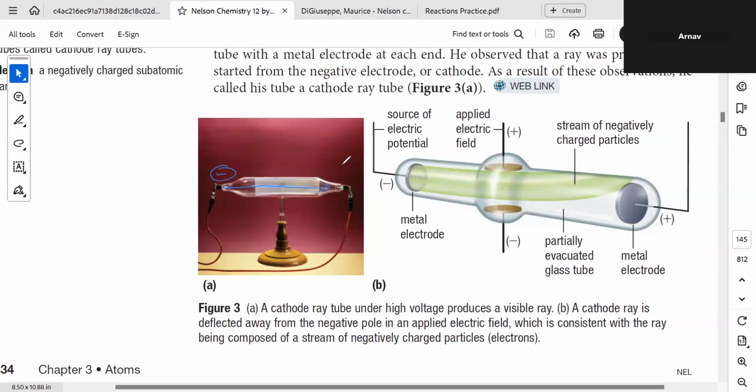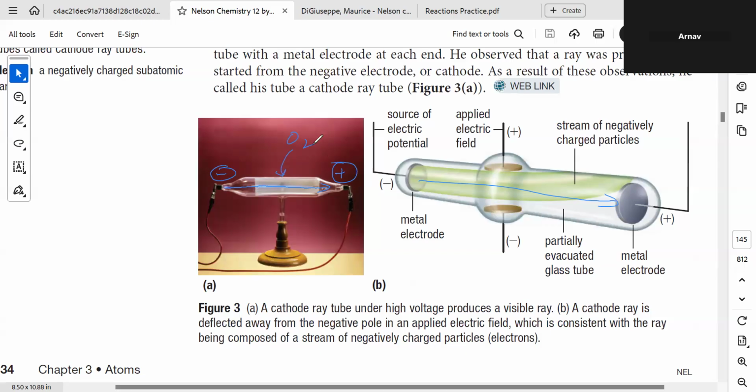Yeah. So he saw that there was a ray that emerged from the cathode and traveled towards the anode, right? Like this. So he said that probably it must be the hydrogen property. So what he did was he changed the hydrogen with oxygen.